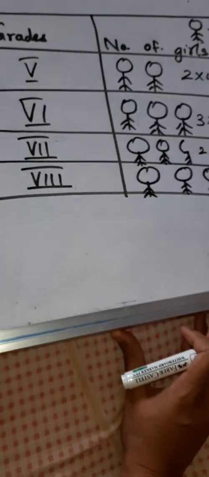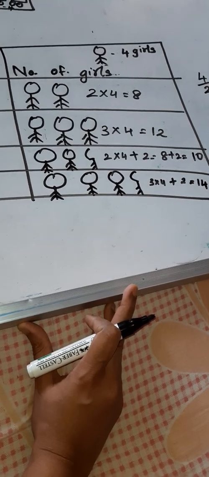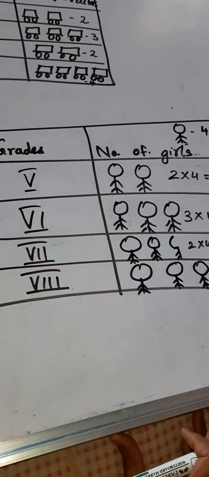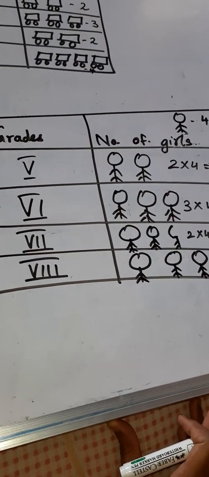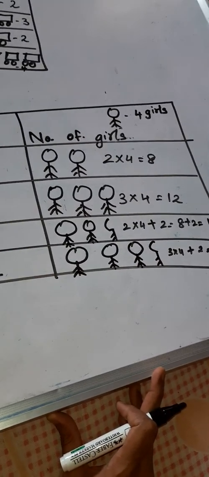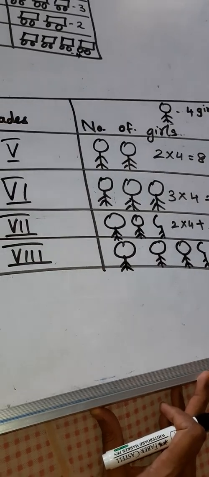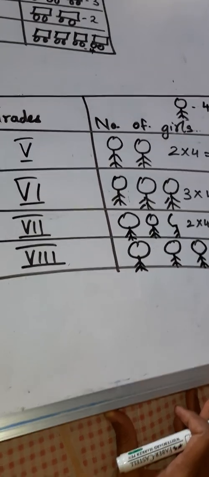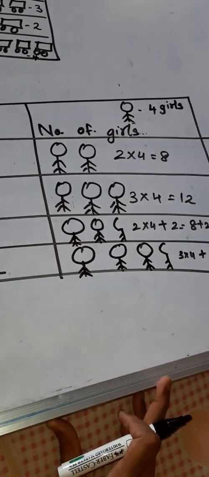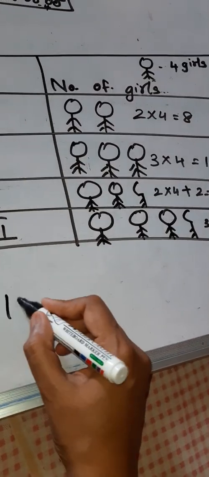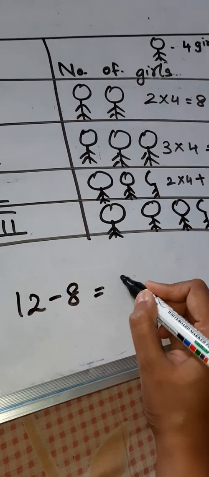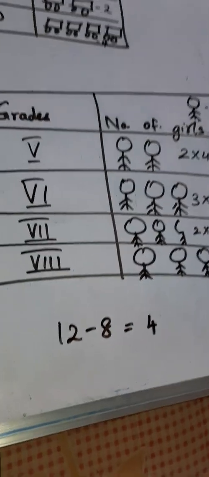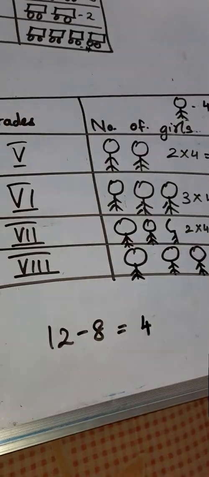Now again you can see which class has the maximum number of girls: grade 8 with 14 kids. Which class has the least number of girls? Grade 5 with 8. And how many more girls are present in grade 6 compared to grade 5? You can do subtraction: 12 minus 8 equal to 4. So this is another possible way of doing pictographs.